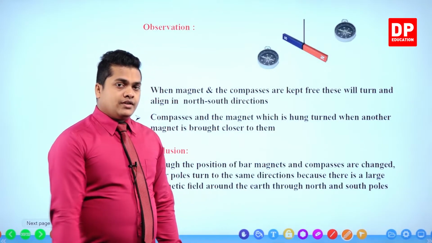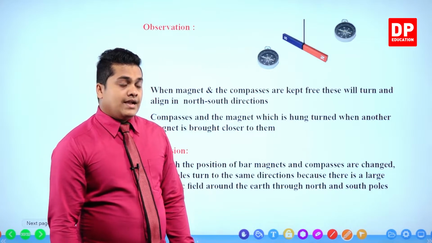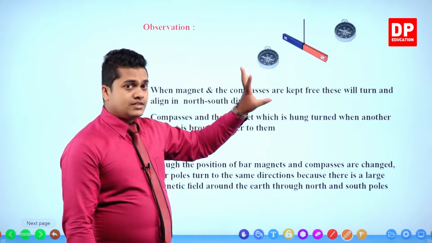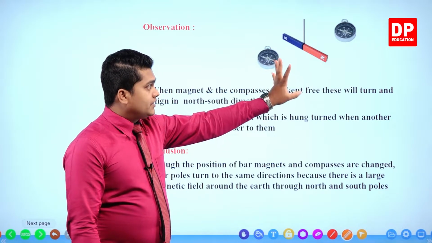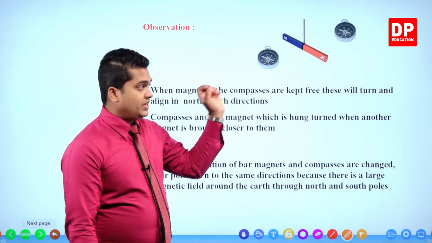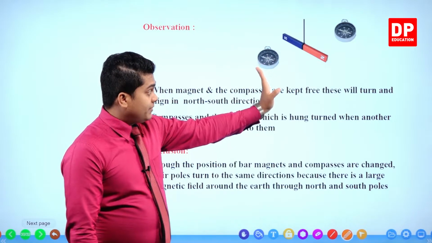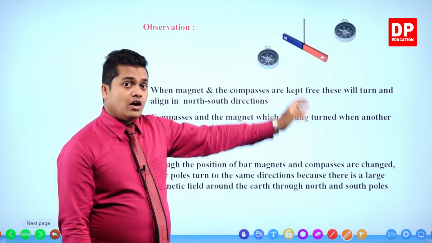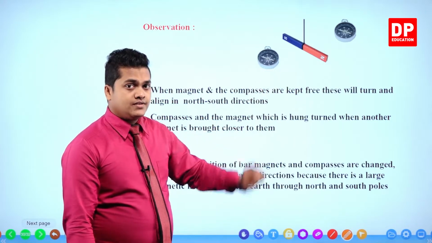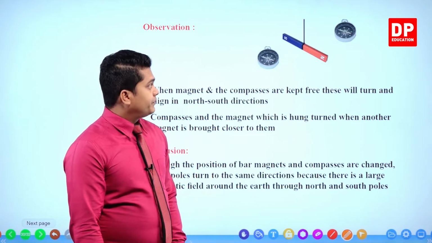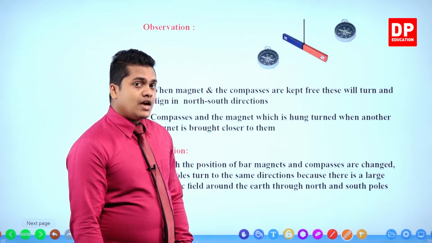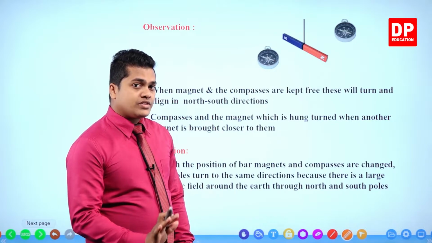So let's discuss further things related to geomagnetism. Right, my dear children, we conducted that activity, and in this figure I have shown the apparatus once again. We need to keep two compasses at either side of the magnet like this. Then we place the bar magnet like this, and now let's observe what's going to happen.